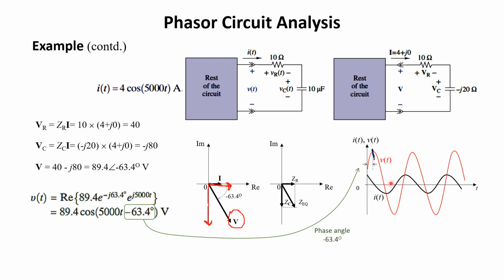This is the time domain representation of current and voltage. Note that the peak value of the current is 4, while the peak value of the voltage is 89. Mind that this is the peak value 89 and this is 4.